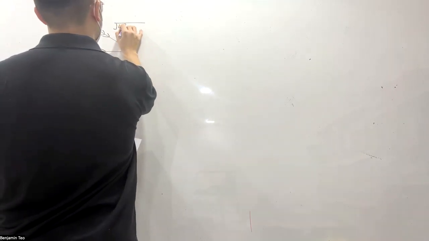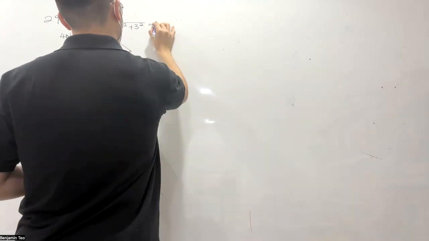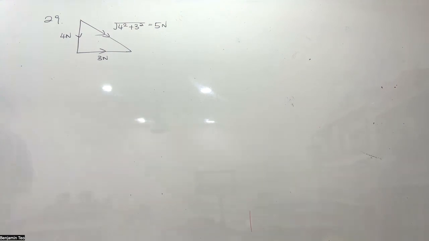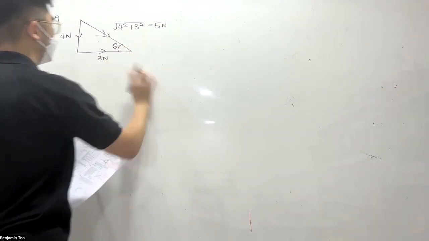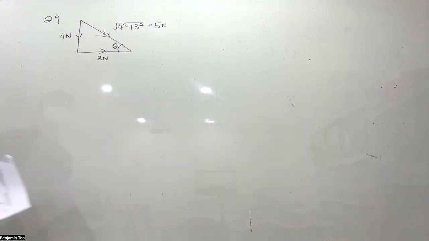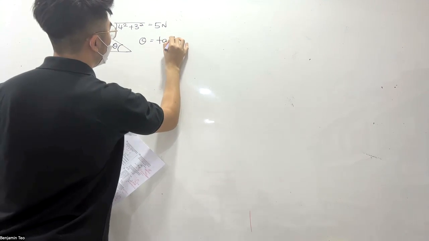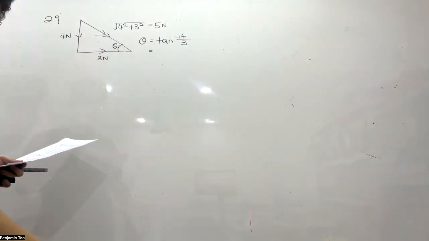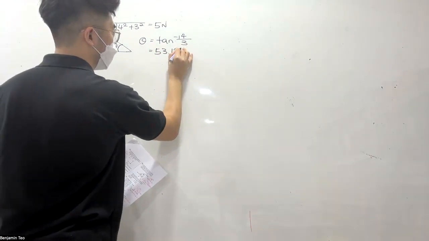Square root of the sum of squares is 5. Okay, resultant is 5. And then for direction, you need to find the angle. The angle is tangent inverse of 4 over 3, which is 53.13.